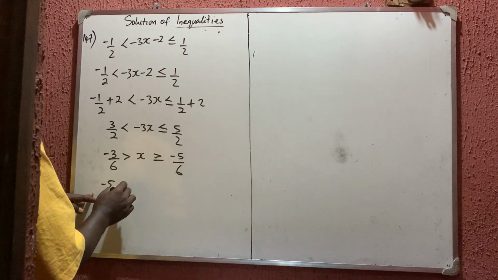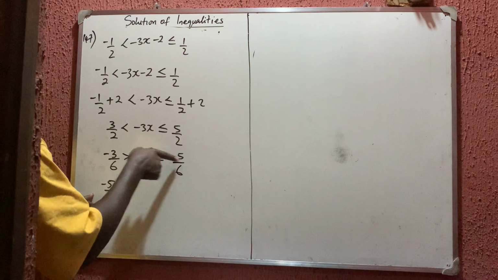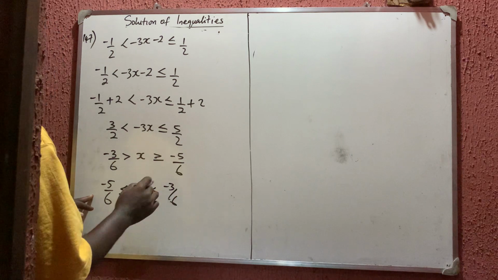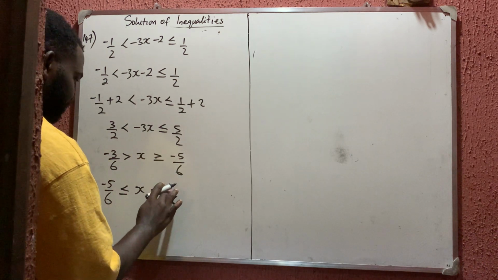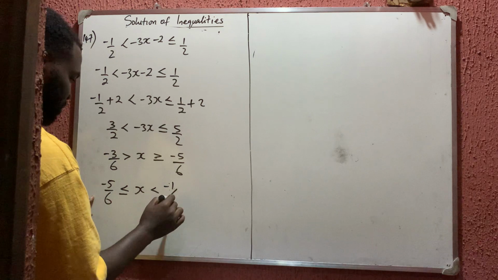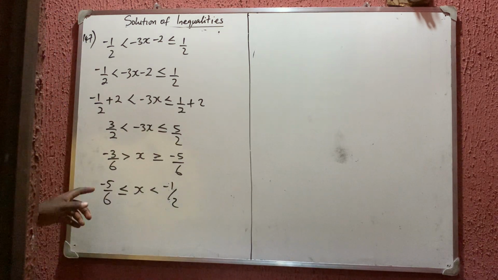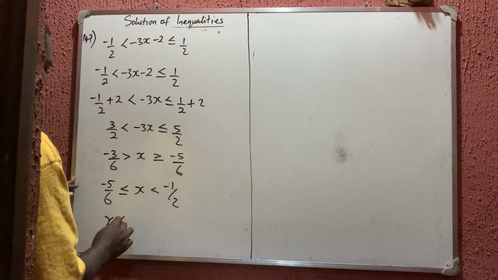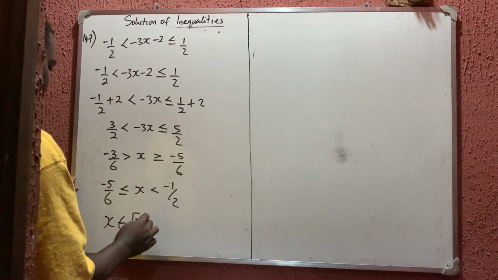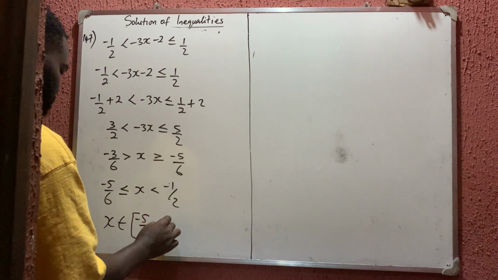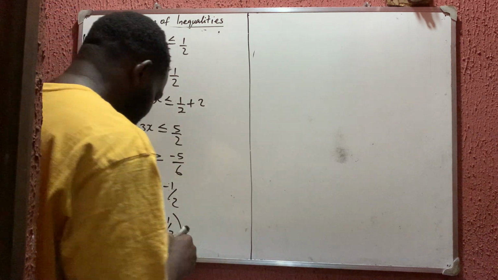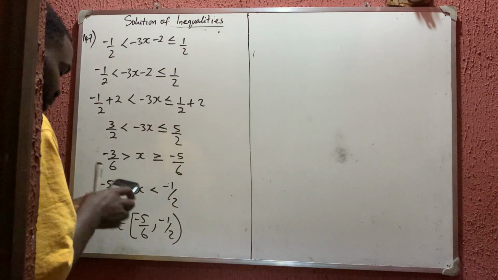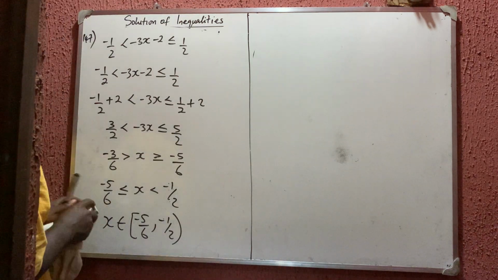So minus 5 over 6 is less than or equal to x, which is less than minus 3 over 6. So minus 3 over 6 is the same as minus 1 over 2. So now minus 5 over 6 is less than this, which is less than this. So my answer is now that x is an element of the set closed at minus 5 over 6, comma, minus 1 over 2 open. So that is the answer to that question. So let's check if it's here. Yes, option A is very, very correct. So this is what you're supposed to do.